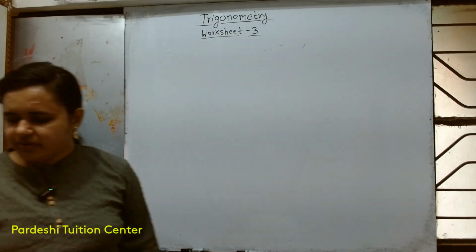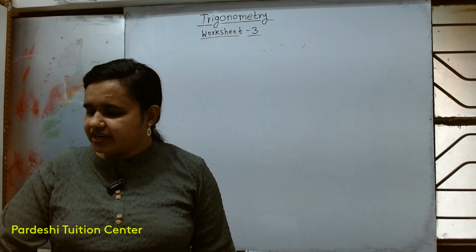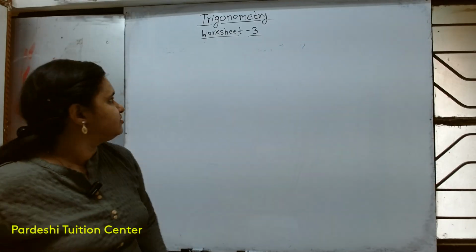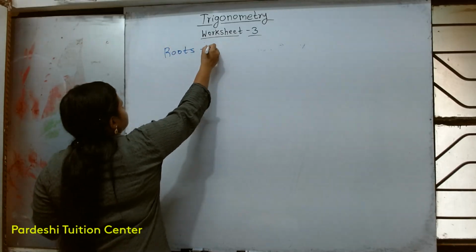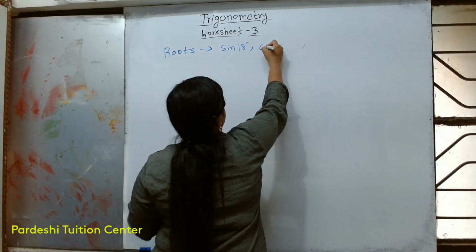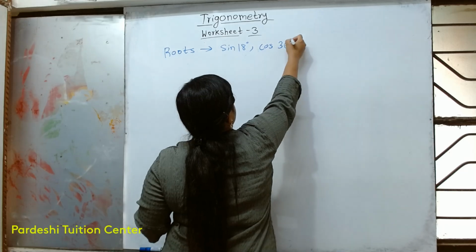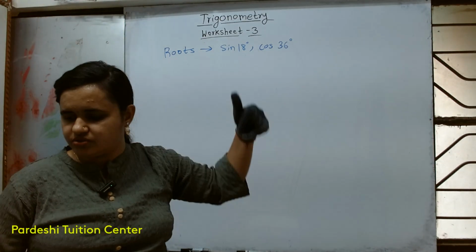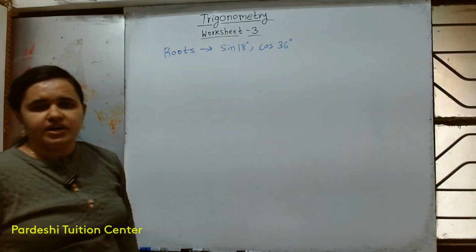Now question 21, the quadratic equation whose roots are sin 18 and cos 36. We have to find which quadratic equation is that whose roots are sin 18 and cos 36. Okay, and we have to find which quadratic equation has those roots. So, okay, one condition is there.